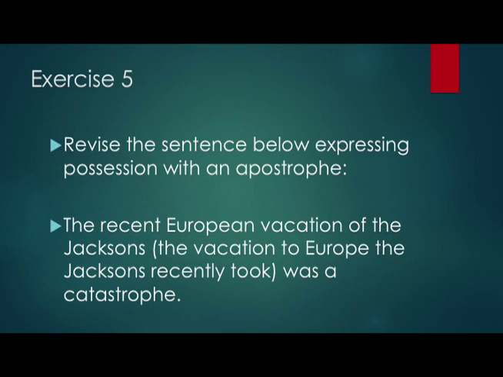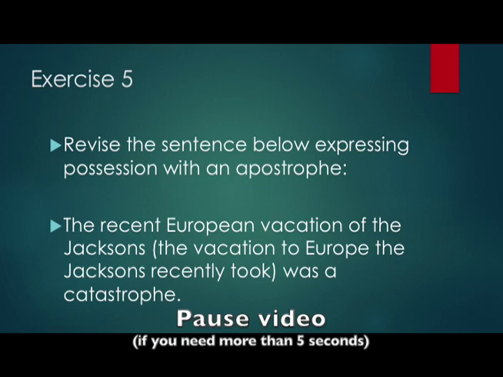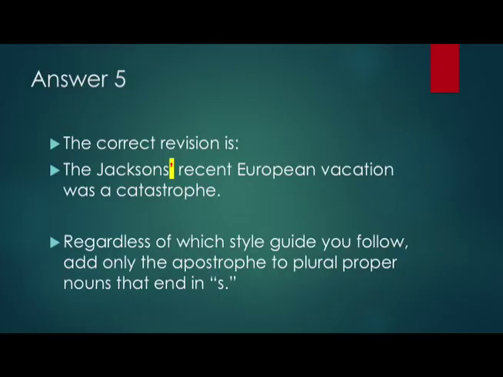All right, number 5. The recent European vacation of the Jacksons was a catastrophe. So let's revise that, getting rid of the preposition of to indicate possession with an apostrophe. The correct revision is the Jacksons' recent European vacation was a catastrophe. So here, regardless of which style guide you would follow, generally if it's the plural form of a proper noun, in this case this family's last name that ends in an S, you would really just add the apostrophe.